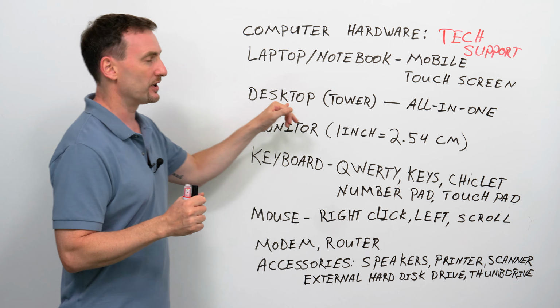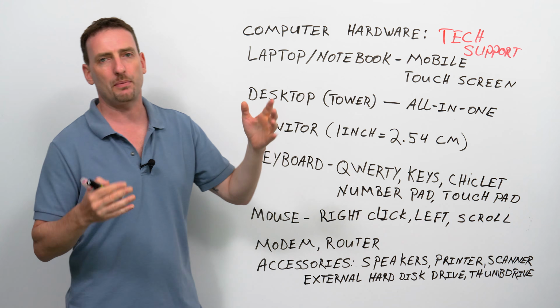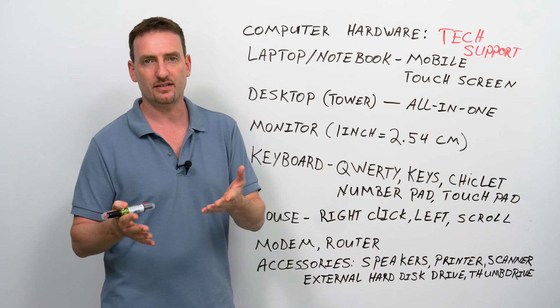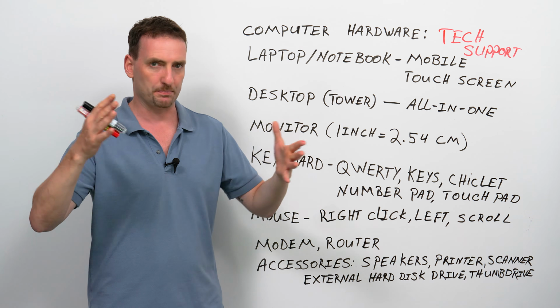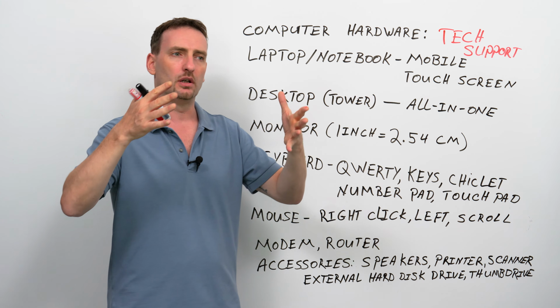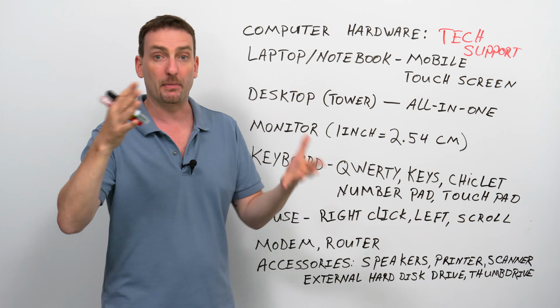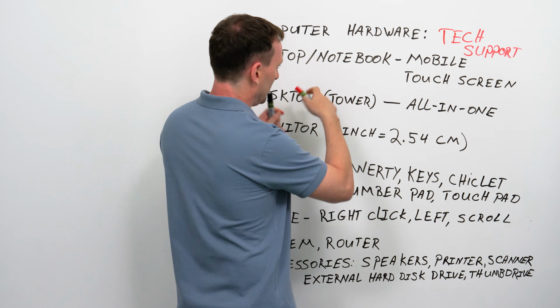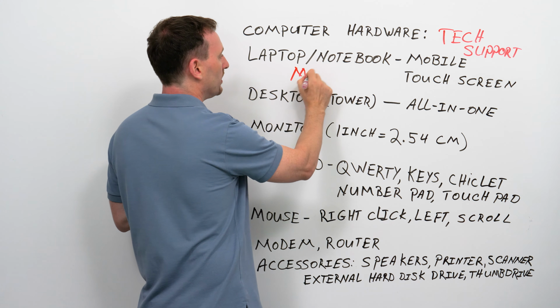Okay. Next, we're going to look at a desktop. A desktop is something that you have in your home or office. You don't carry it around with you. It's bigger. It has a tower. The tower is where the actual computer is, where all the motherboard is. Okay. Laptops and notebooks also have a motherboard.